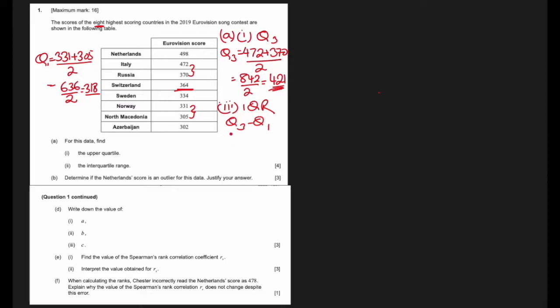So IQR will be Q3, 421, minus Q1, 318, which is 103. This is the IQR. Part B: determine if the Netherlands score is an outlier for this data.